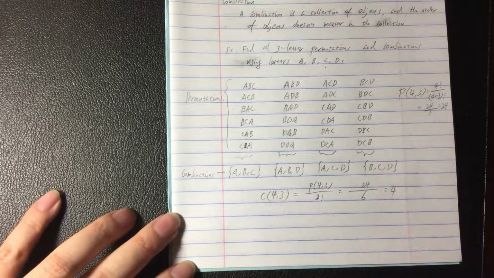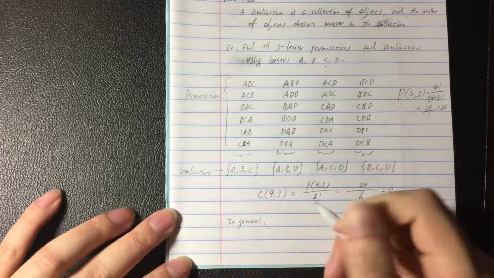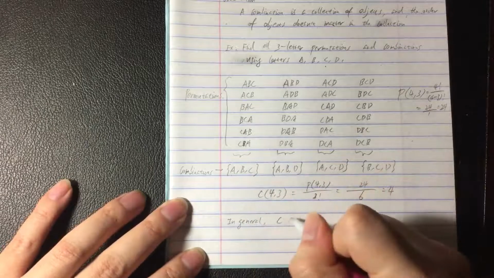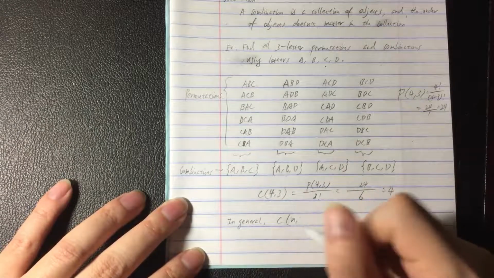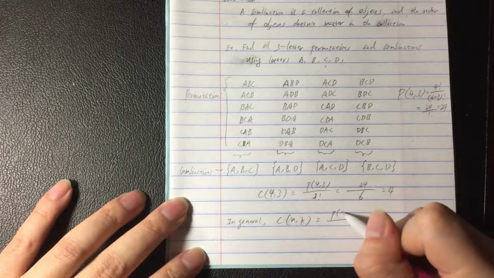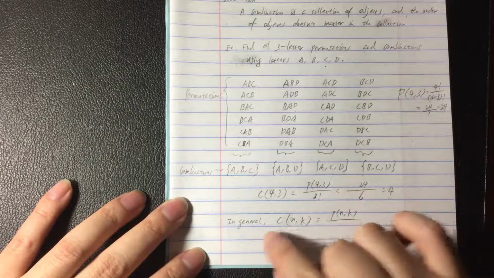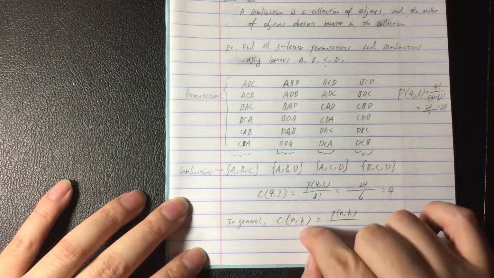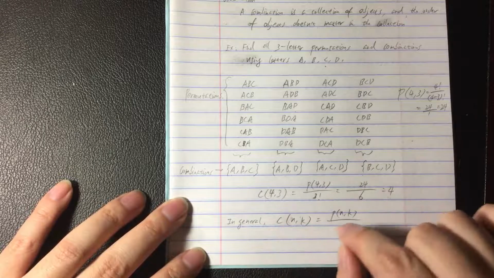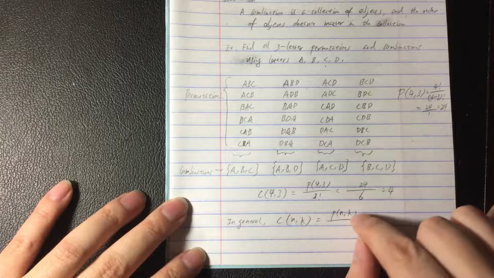So keep it in mind, in general, combination C n k is the same as the permutation, C n k. That means we are choosing k objects out of n. Combination n choose k means we are choosing k objects out of n. So we first of all find out the number of permutations of choosing k objects out of n.